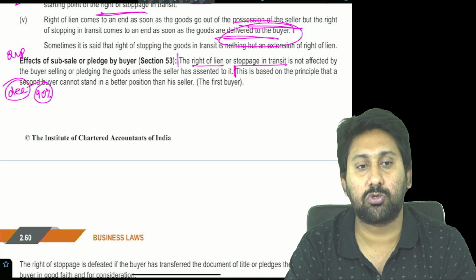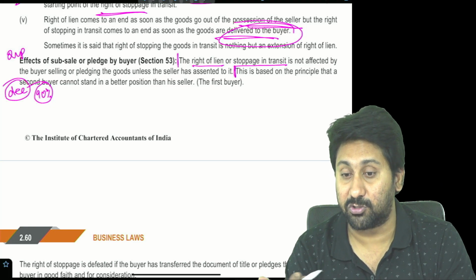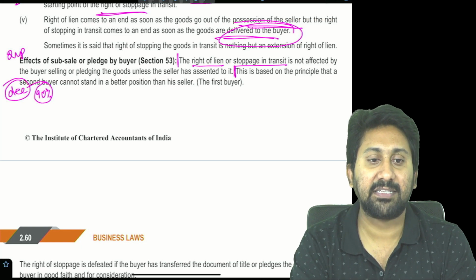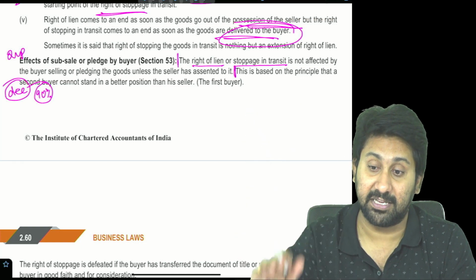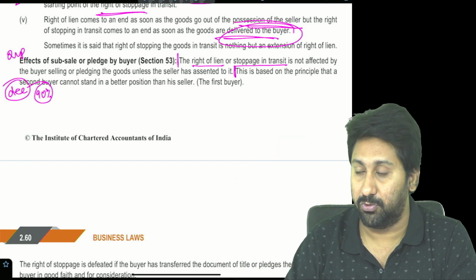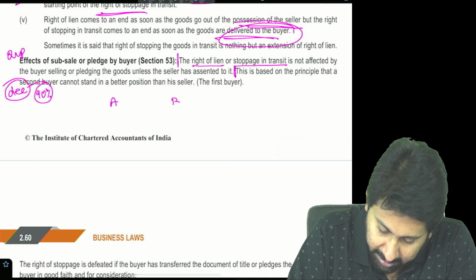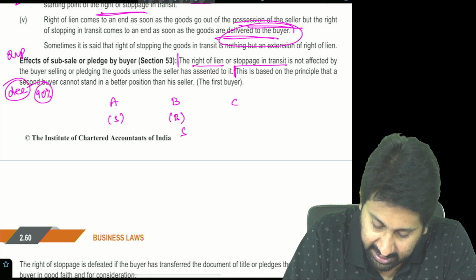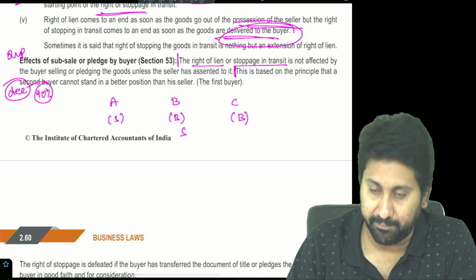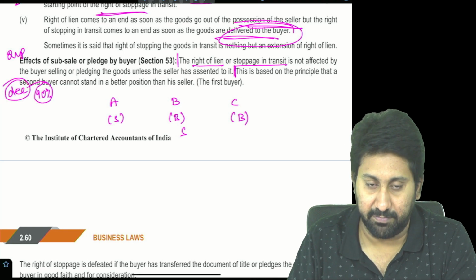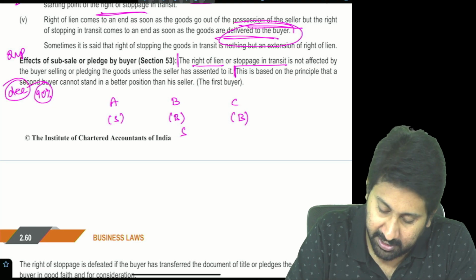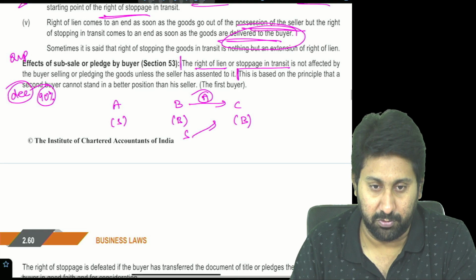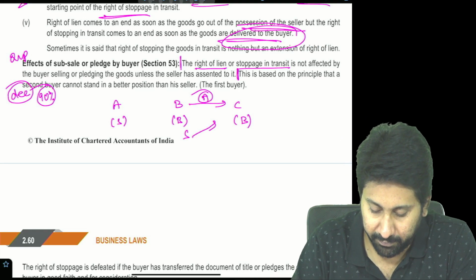I sold goods to the buyer. The seller sold goods to the buyer. The buyer has entered into an agreement with another person that I will sell these goods to you. A, B, C: seller, buyer. He will become seller, he will become buyer. This is the position. Now what has B done? B agreed with C that I will sell the goods to you.